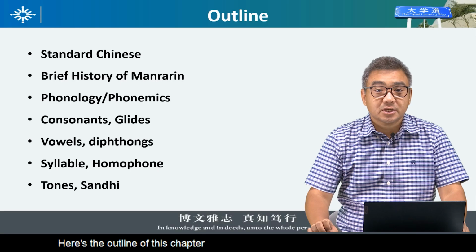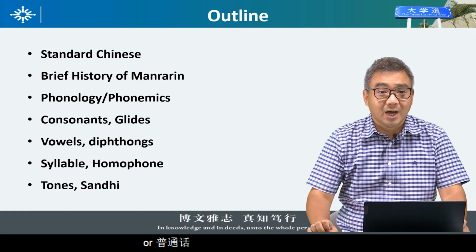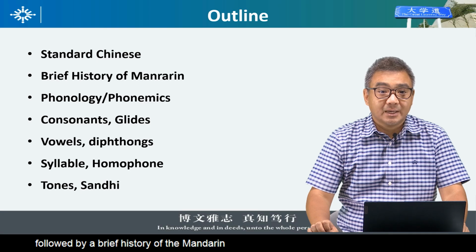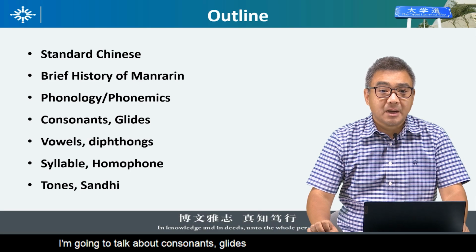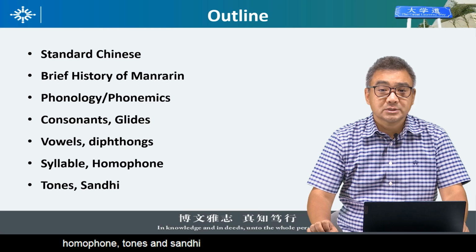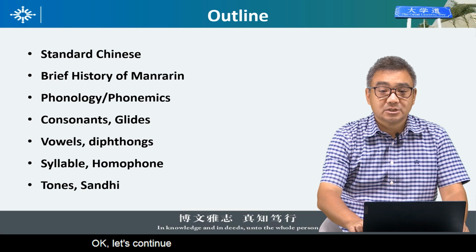Okay, here's the outline of this chapter. I'm going to introduce the concept of Standard Chinese, or 普通话, followed by a brief history of Mandarin. Now I will introduce two terms, phonology and phonemics. Then I'm going to talk about the consonants, glides, vowels, diphthongs, syllables, homophones, tones, and sandhi of Standard Chinese. Okay, let's continue.